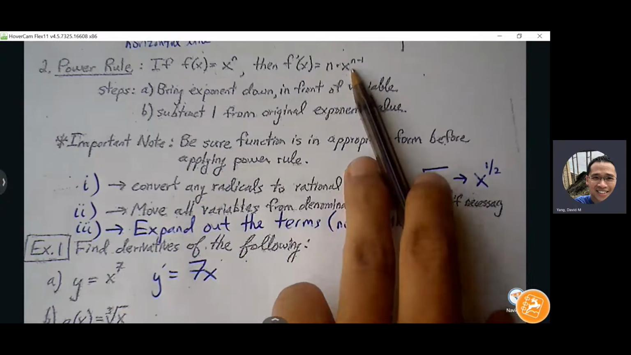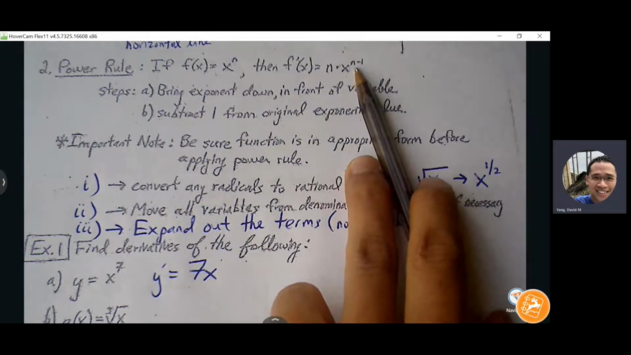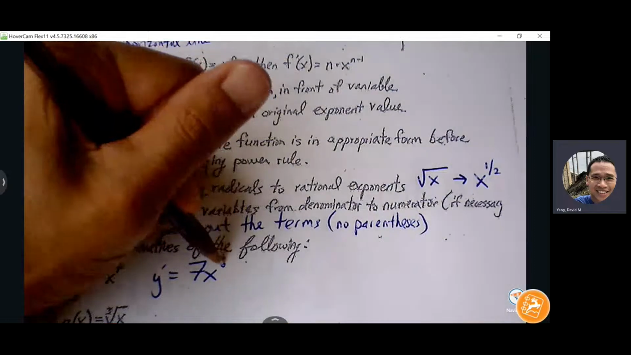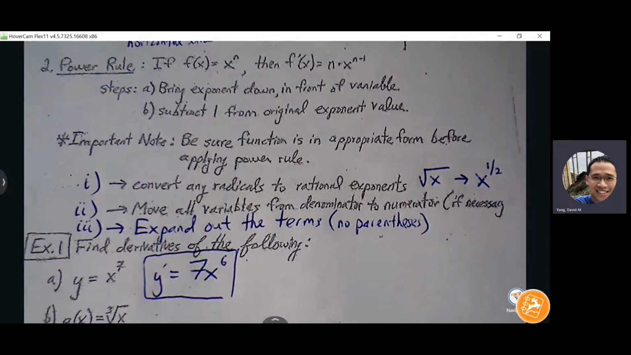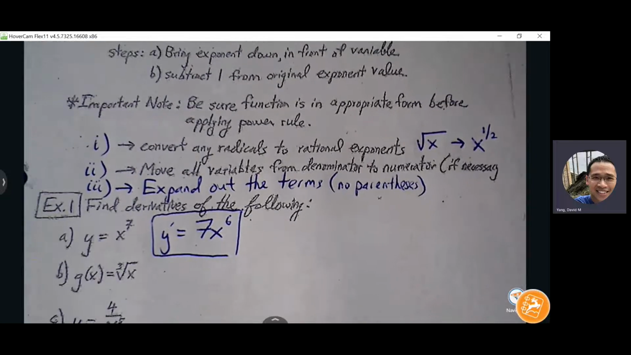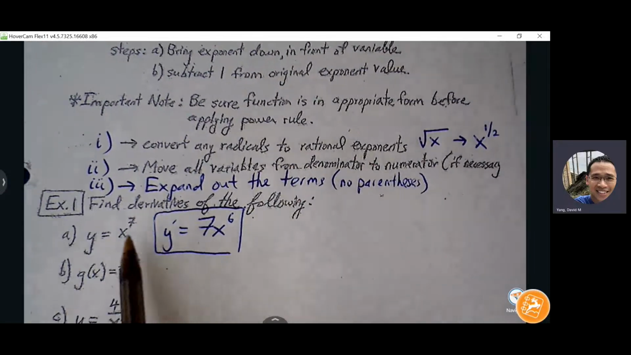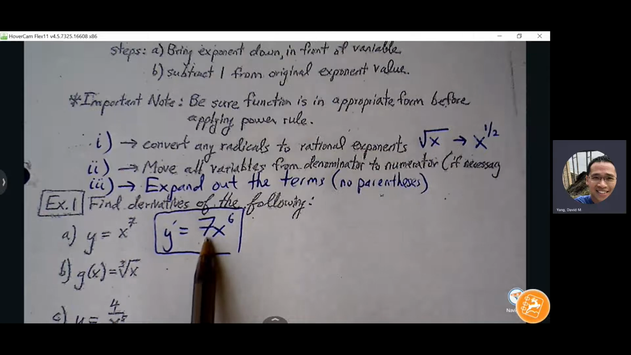And then what do we do with that exponent? Minus 1. So 7 minus 1 is 6. So it's a lot more efficient, a lot faster than having to go through the limit definition and do f of x plus h and all that. We're able to get directly to the derivative a lot faster.